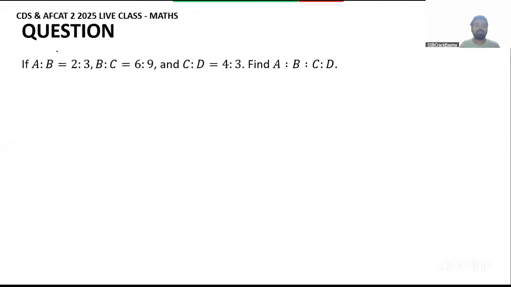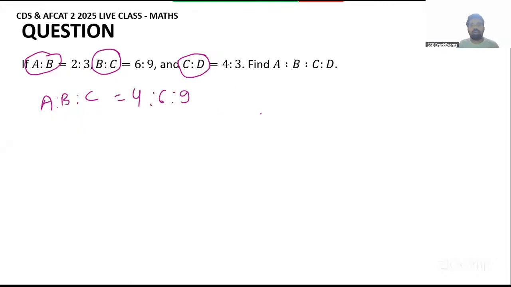Suppose now it is coming out to find between three different ratios. A ratio B is given, B ratio C is given, and C ratio D is given. Now try to find A ratio B ratio C ratio D. How will you do that? So in the first case, you can see that A ratio B ratio C will be what? It is 2 upon 3 and 6 upon 9. So it will be 4, 6 and 9. And now C ratio D is 4 upon 3.